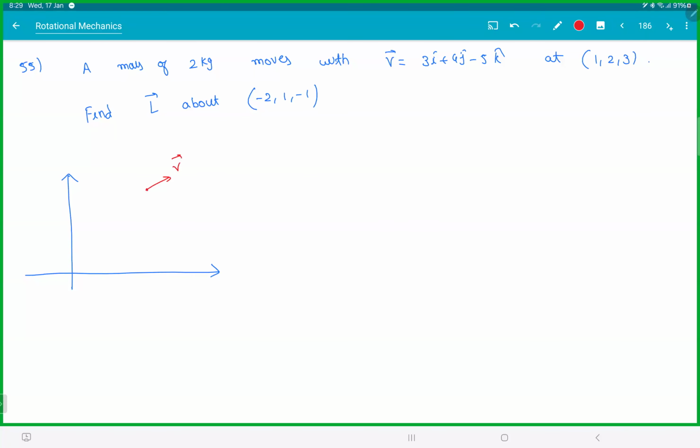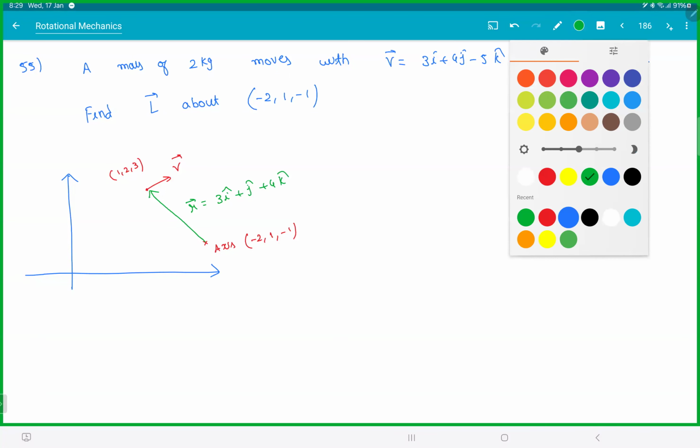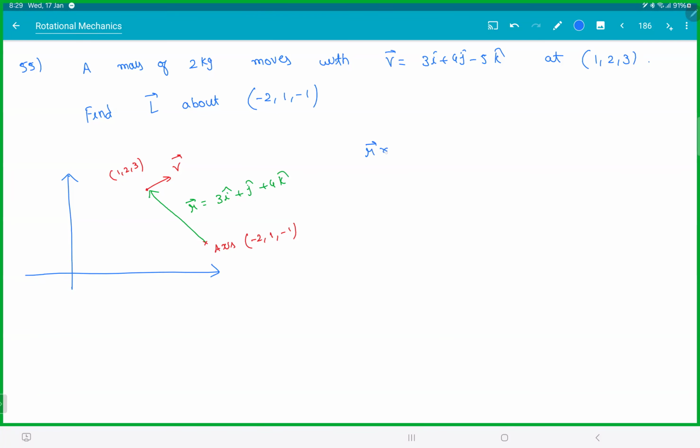So this is v bar. This is 1, 2, 3. Axis is somewhere here, minus 2, 1, minus 1. This is your r bar, that is final minus initial. 1 minus minus 2, 3i cap. 2 minus 1, j cap. 3 minus minus 1, 4k cap. Please check whether you got the r bar right. Then you do r cross v bar.